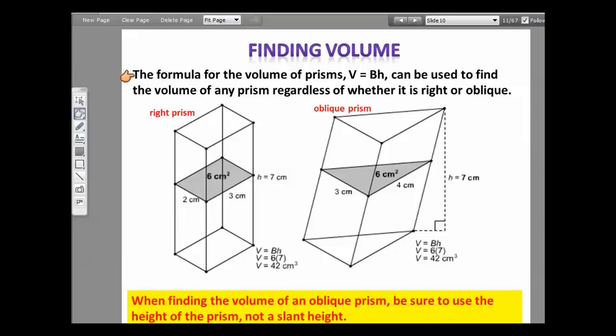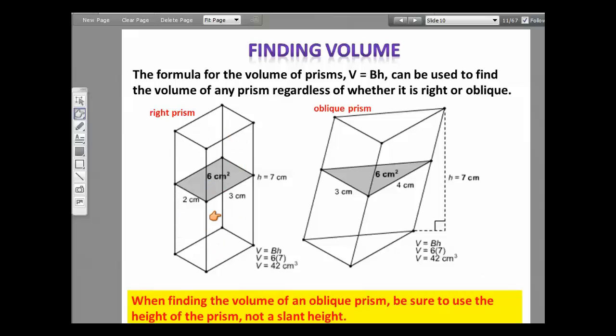Now let's go on to finding the volume. It says the formula for the volume of prisms, V equals capital B times H, can be used to find the volume of any prism regardless of whether it's right or oblique. So here's the right prism I was just using in the other example.